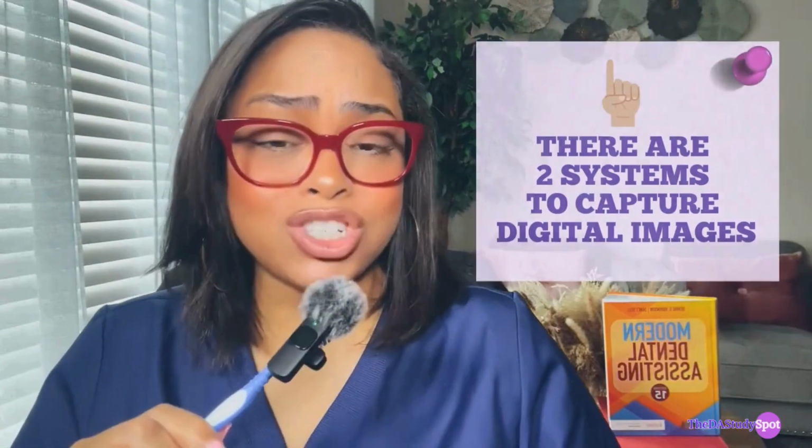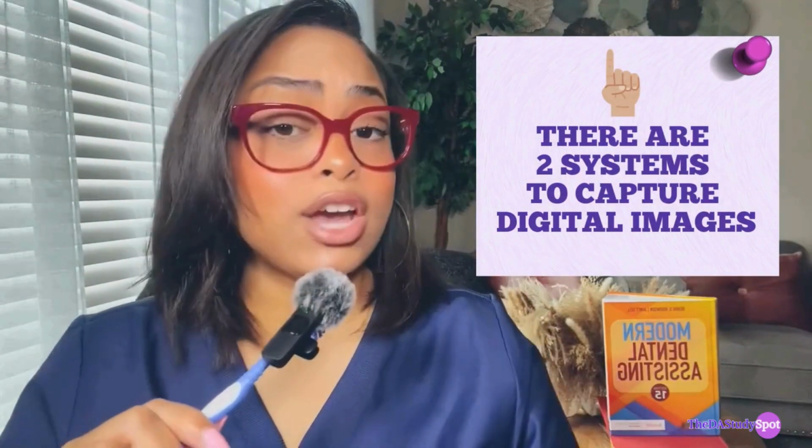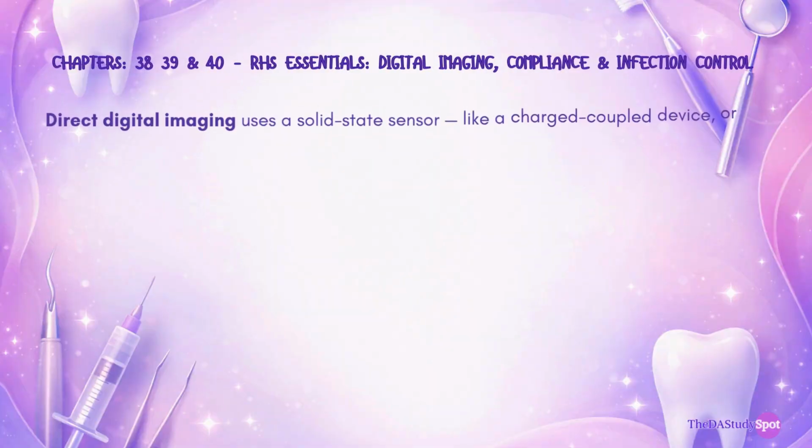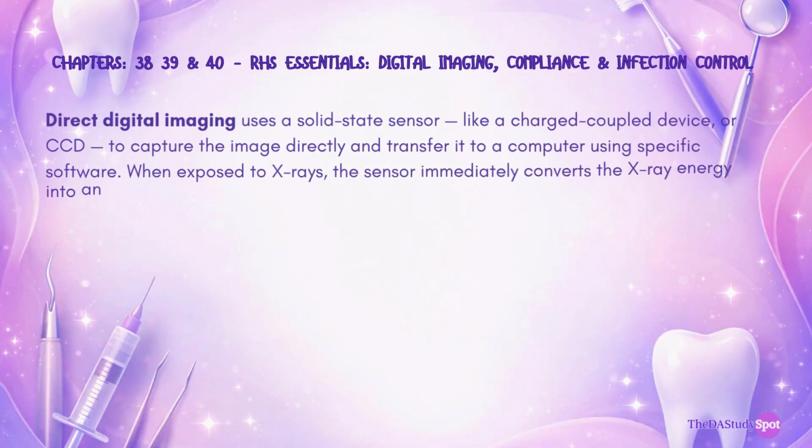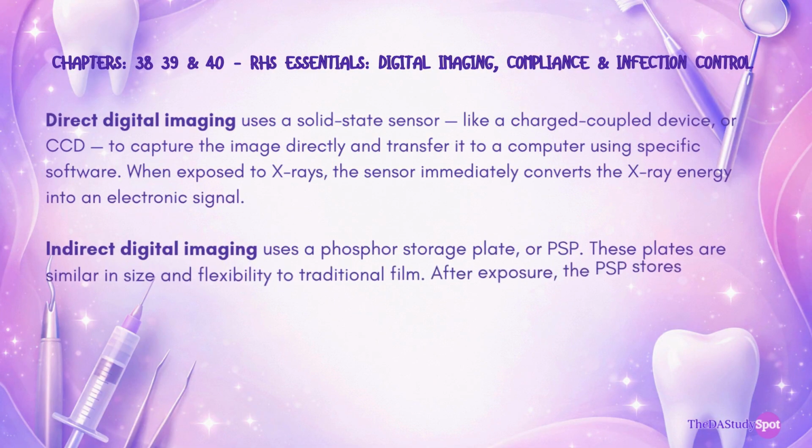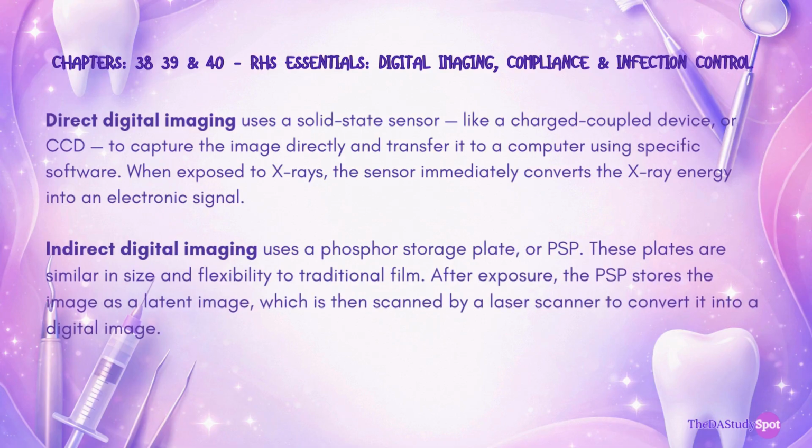Let's start with how a digital image is actually captured. And there are two systems. The first is direct digital imaging. It uses a solid-state sensor like a charge-coupled device or CCD to capture the image directly and transfer it to a computer using specific software.